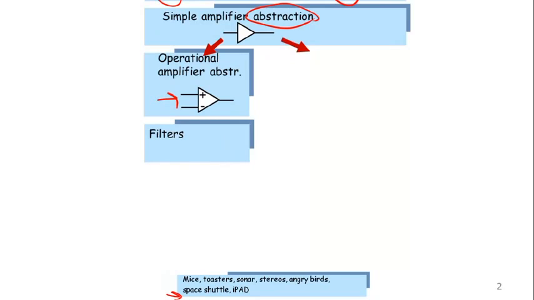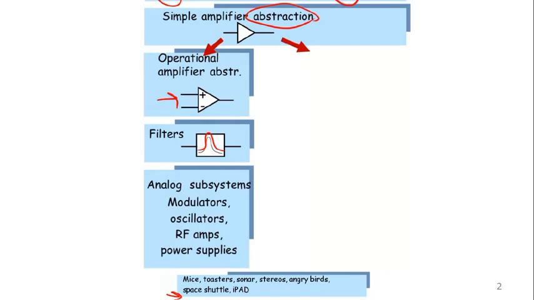And then using that, we can build even more complex systems such as filters. Filters are able to process data in various ways and give us a set of outputs that might suit our purposes in engineering certain classes of systems. Then we build the next level of systems, analog subsystems such as oscillators, modulators, RF amplifiers, power supplies, and so on. And then those would be used in systems like the space shuttle or phones and things like that. So that is one whole set of directions that we can take. Think of that as the analog direction.